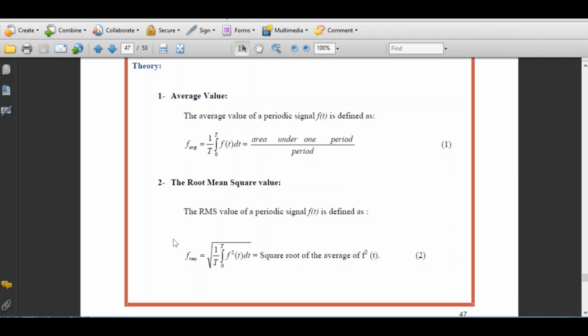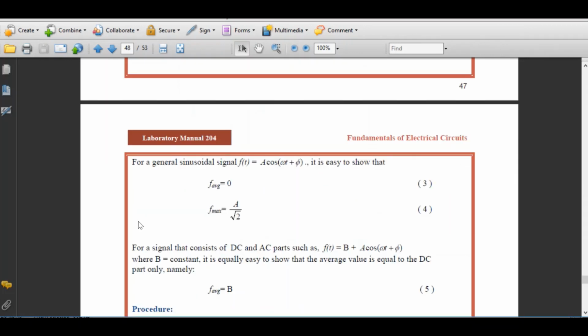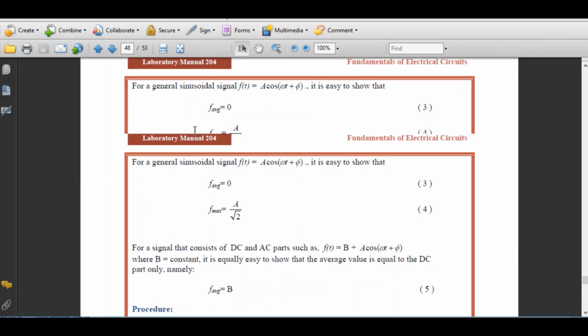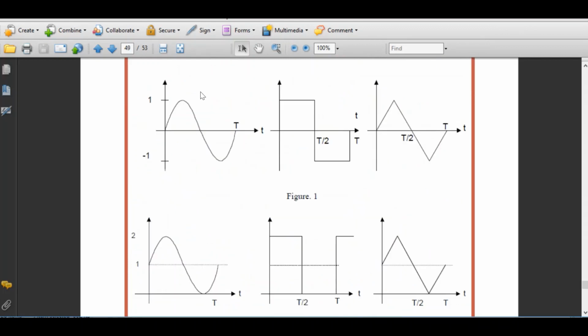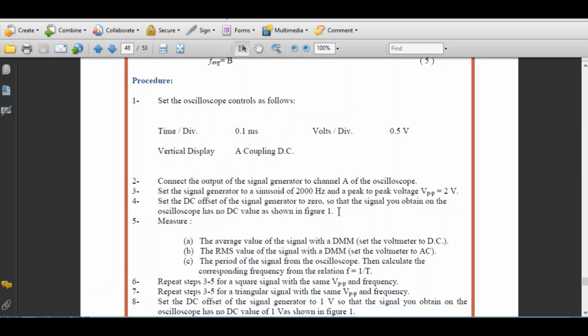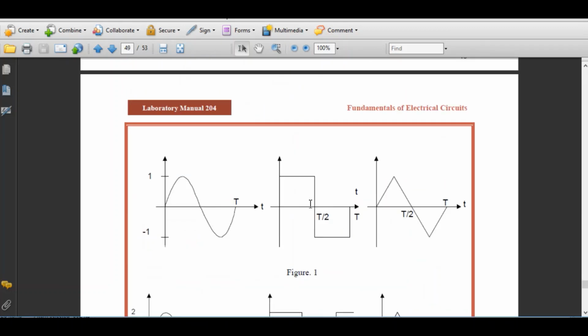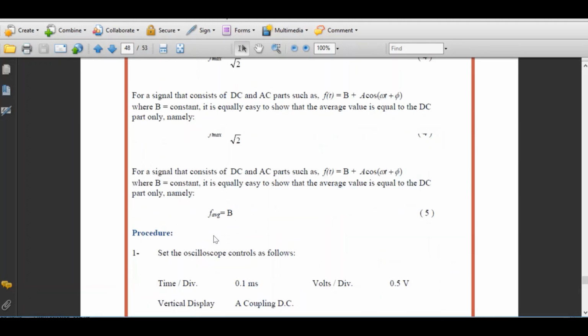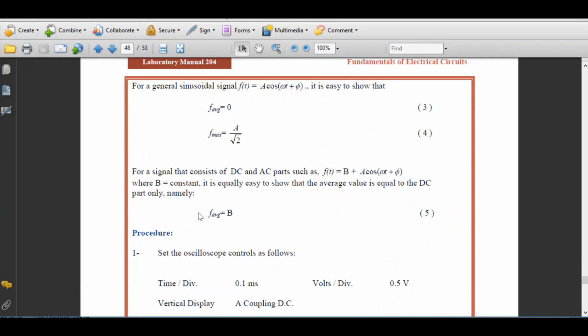Why are these values important? We will see that as well while we are performing the experiment. Since all these waveforms are very symmetric, and the negative and positive parts are symmetric, the average value for the first three will definitely be 0 by looking at it. If you take the integral, it will be 0. However, for these other waveforms, some constant is added, so the average value will not be 0.